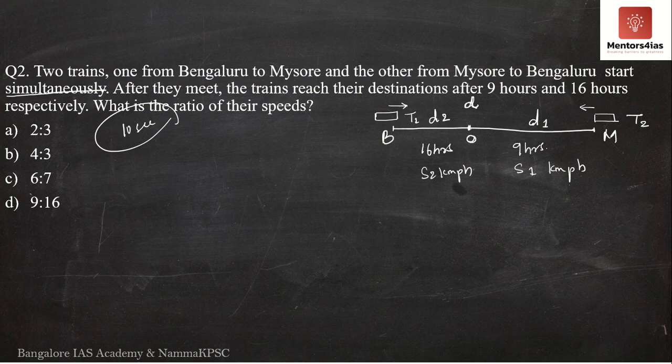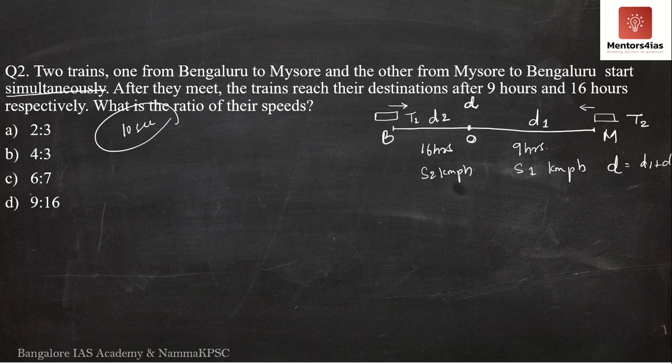So here D1, what I'm trying to say is that the first train, that is train T1, covers D1 distance in 9 hours traveling at S1 kilometers per hour. Now S1 kilometers per hour is the average speed of the train throughout the entire journey. Train 2, after meeting the first train, covers the rest of the distance, that is D2, in 16 hours traveling at speed S2 kilometers per hour, where distance D is nothing but D1 plus D2.